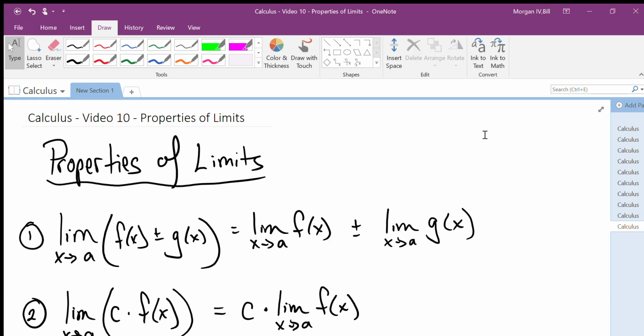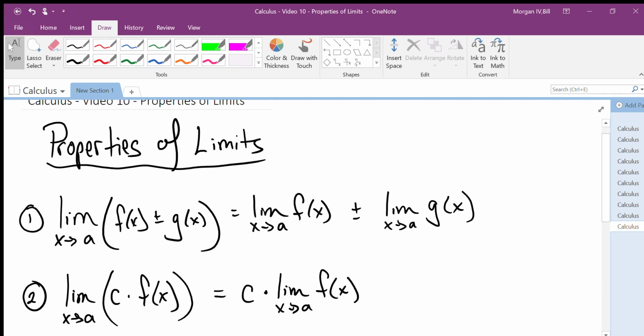Number 1. If you have the limit as x approaches a of 2 functions, f and g, either added or subtracted together, so here we're looking at a function f of x and a function g of x, and those functions are either added or subtracted together. What you can do instead is separate that and take just the limit of f of x, and then add or subtract that to the limit of g of x.